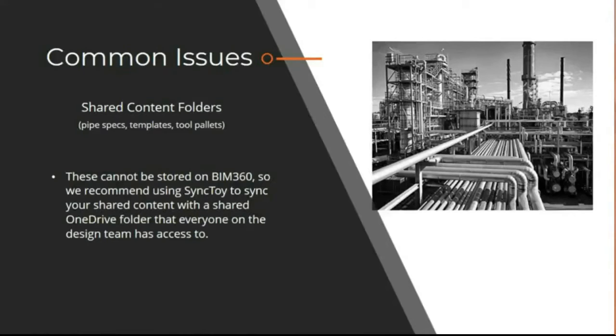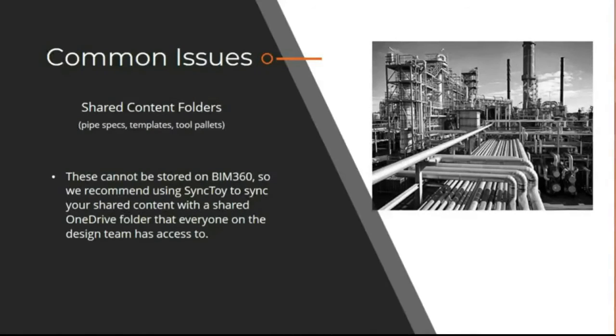But like I said, we want to hear from you, and we want to know what issues you're having. So the first one is the shared content folder. Like we talked about before, whenever BIM 360 pulls in your plant project, it only pulls in your project files. Tool palettes, templates, and pipe specs usually aren't in the project. They're usually in a different location on your network. So you have to have a way to share these with your entire team.